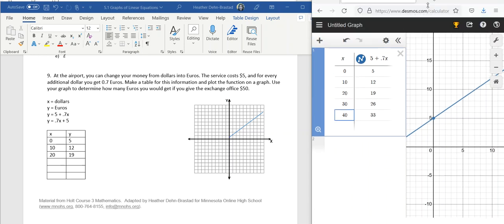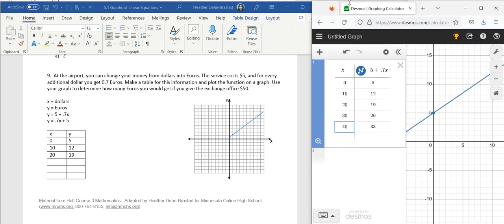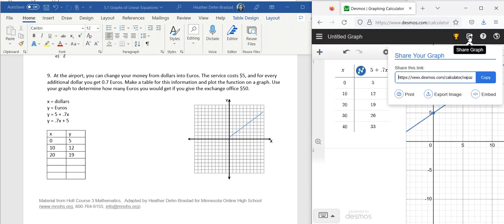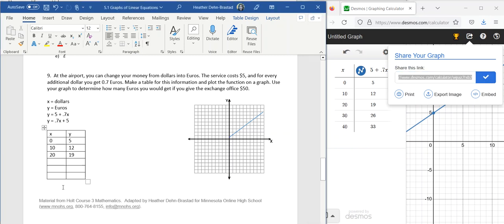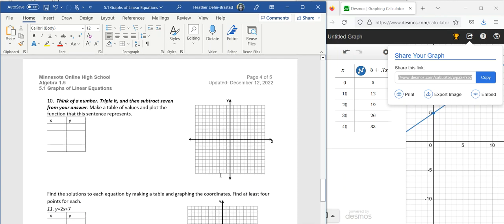Or in Desmos, they have this share button right here. I could get a link to this graph, and then I could paste this into my assignment, and then that link lets me check your work. So if you want to do it in Desmos, that would be cool.